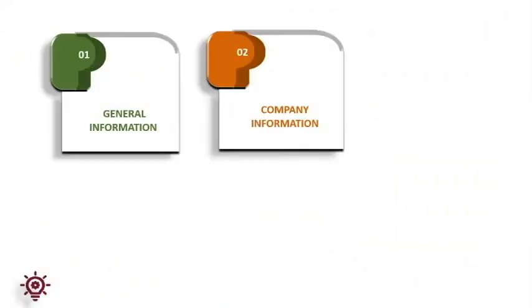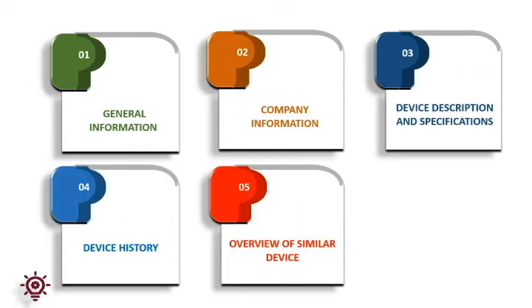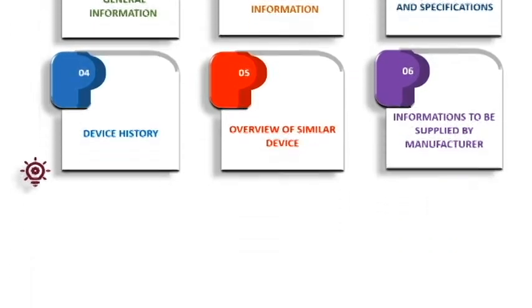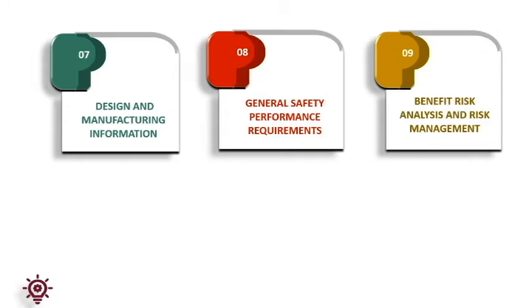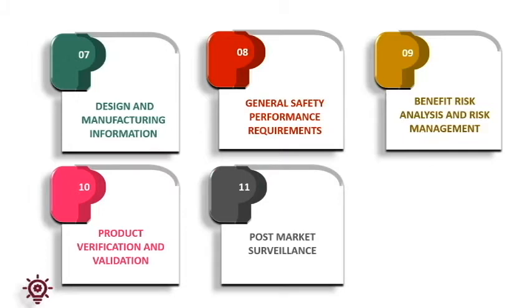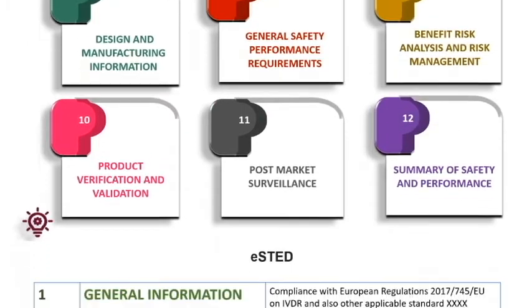Next, the table of content contains general information, company information, device description and specification, device history, overview of the similar device, information to be supplied by the manufacturer, design and manufacturing information, general safety and performance requirements, benefit risk analysis and risk management, product verification and validation, post-market surveillance, and summary of safety and performance for class C and D.